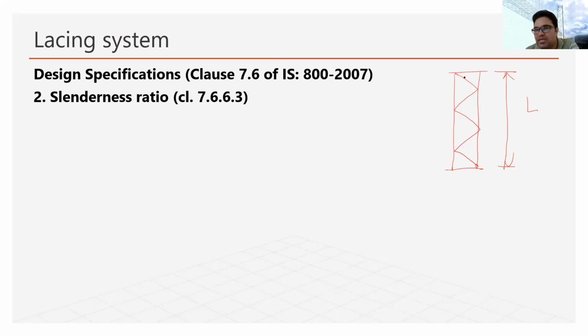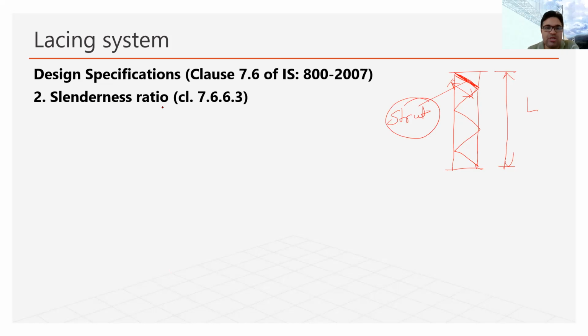So this single lacing bar also acts as a strut. And it will also have its own lambda value, which will be based on this length. So they have their own length also. So whenever we are designing the lacing system, we also find out the lambda value to check the slenderness ratio against the limit.